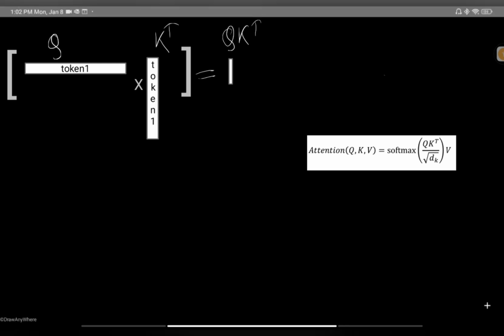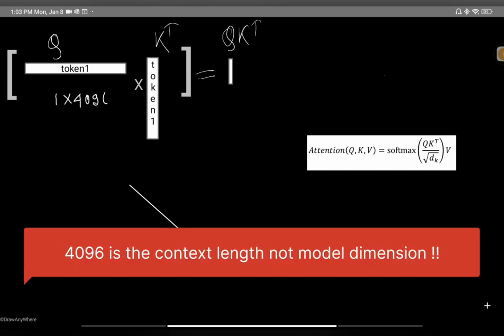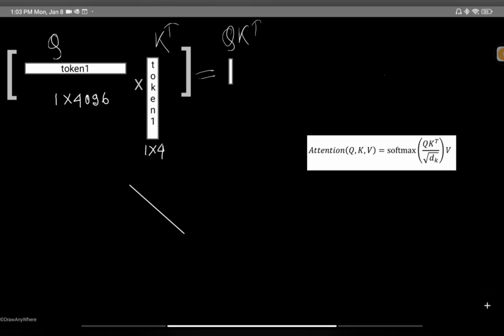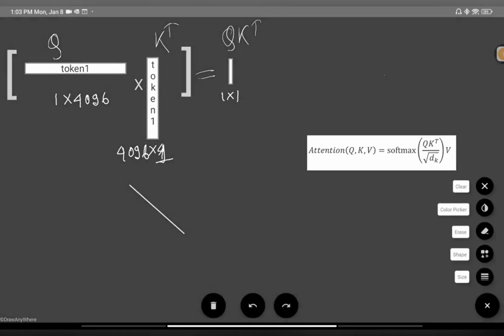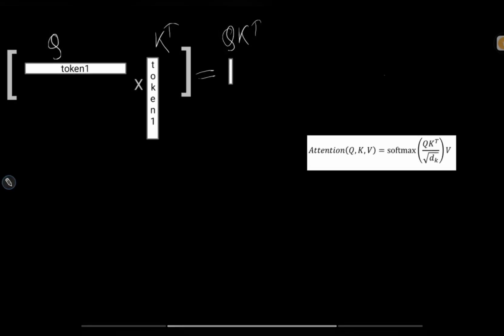If I talk about the dimensions, taking the model embedding dimension as 4096, the query is 1 cross 4096, and once we transpose the key, it becomes 4096 cross 1. Once we multiply these, we get a 1 cross 1 vector. I hope you got the concept of how these multiplications work, and we will follow similar steps for the future steps also. Once that is done, we produce Q K transpose, and that we multiply with V.